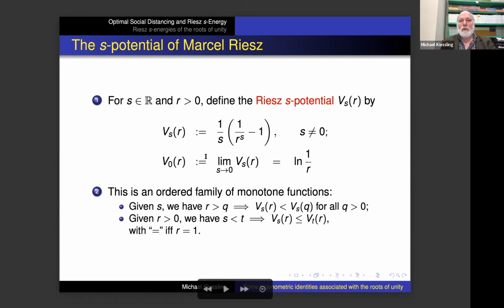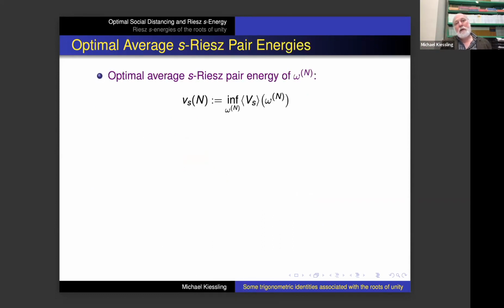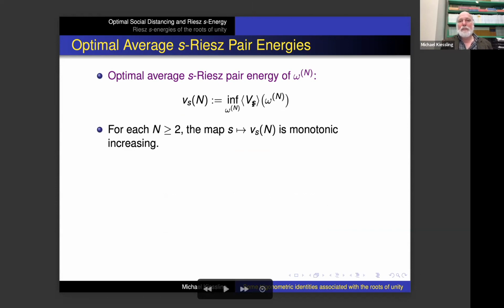Of course, everybody knows how to plot powers and the logarithm, but anyway, I included a whole family here. S is increasing in this direction, and here's, of course, the radial distance. Each function is radially decreasing, and 2 is the maximal distance on any of the spheres, of course. Now you define the optimal average S Riesz pair energy of such a configuration to be the infimum over it. In fact, an infimum exists when S is bigger or equal than -2, but not necessarily when S is less than -2. I have a brief remark on that later on.